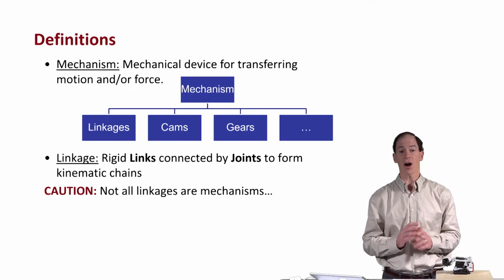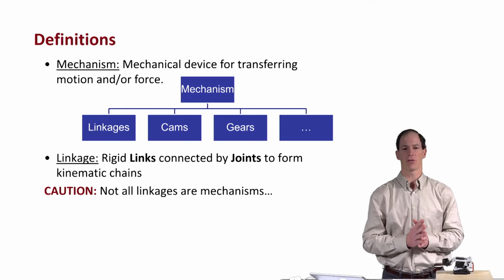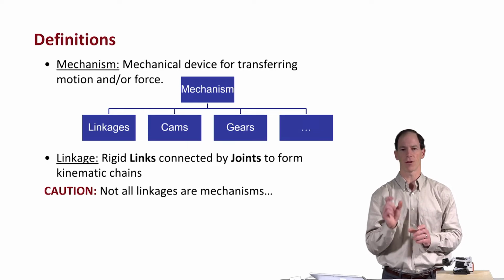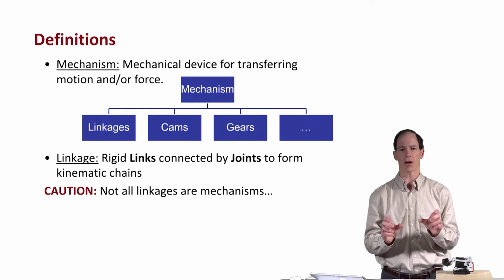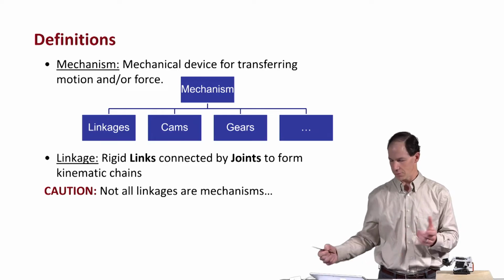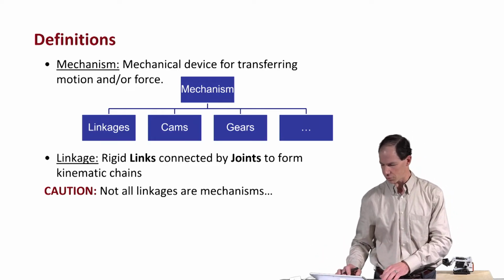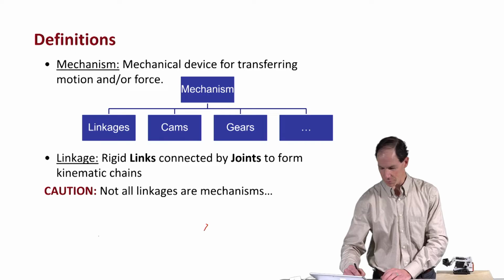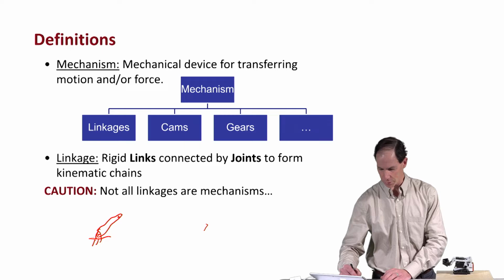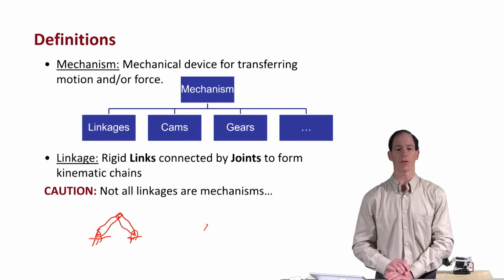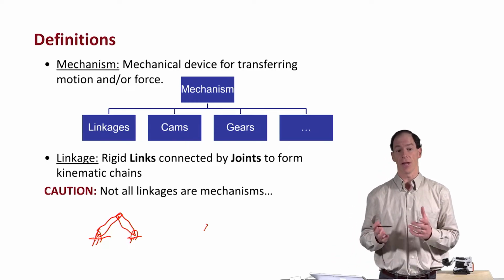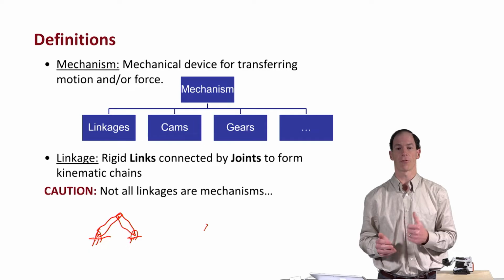So my caution here, not all linkages are mechanisms. So we're talking about rigid links connected by joints, but not all of them are mobile. And so if you think about kind of more like a truss structure, where I've got maybe a ground pivot here, I've got a link with a pivot and another pin, which is then connected to another ground pivot, something like that, that would be a linkage that is not mobile and therefore not a mechanism.